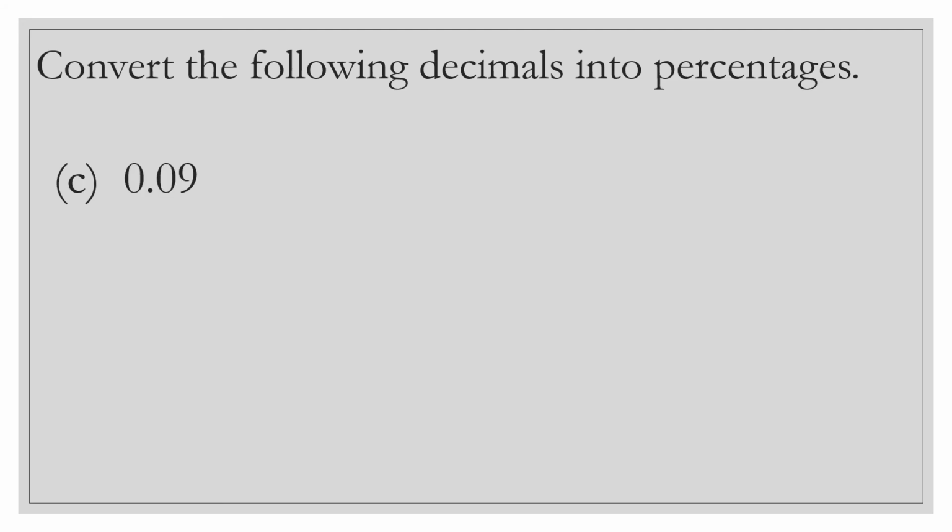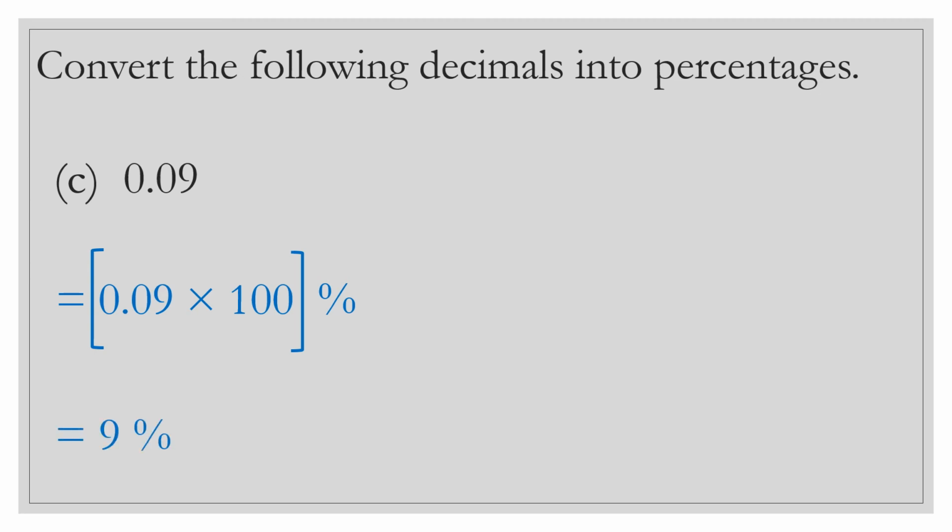Let us solve one more question. Question number C. Convert 0.09 into percentage. Again, multiply the decimal by 100 and put the percentage symbol. That means write 0.09 multiplied by 100 in bracket and put the percentage symbol after bracket. Now multiply. And we know that if we multiply any decimal number by 100, decimal point shifts 2 places to the right. So the answer is 9%.